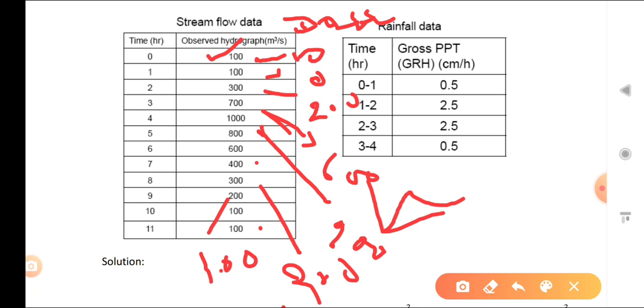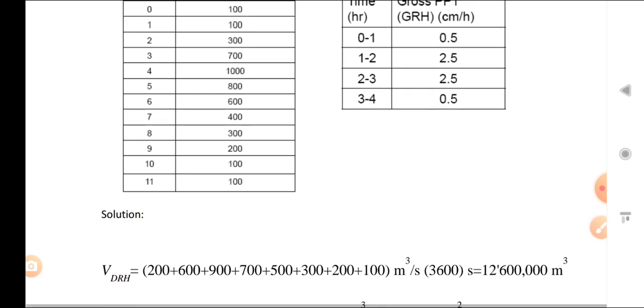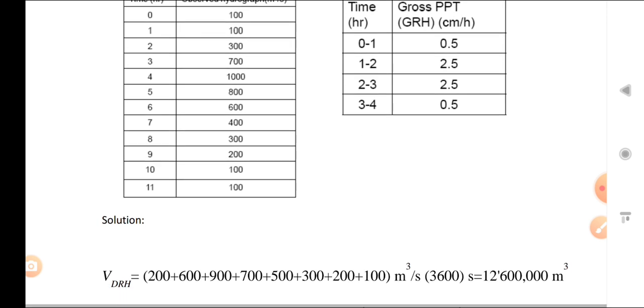So now we have found the ordinate of DRH. Now we have to find the volume. How will we find the volume? We will take the area, so we will find the volume. We will take the summation of the ordinates of DRH. So for 100 it will be 0, again 0. Then 300 gives 200.